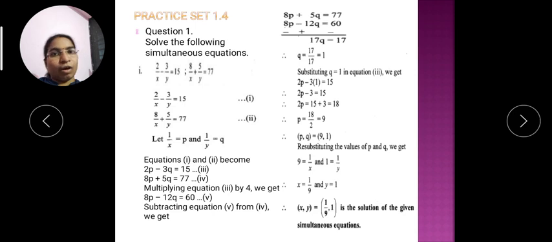For checking the answer, all of you know very well. Simply substitute the values of x and y in any equation, and you will get LHS equal to RHS.